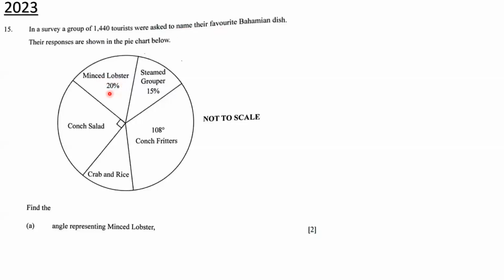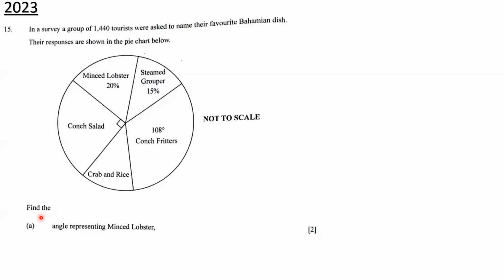So we find that 20% of 1,440 named minced lobster as their favorite. And 15% named steamed grouper as their favorite. We find that we have 108 degrees for conch fritters. And for conch salad, we have 90 degrees because this box here represents 90 degrees.